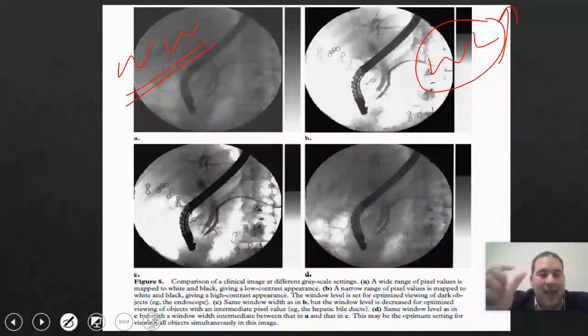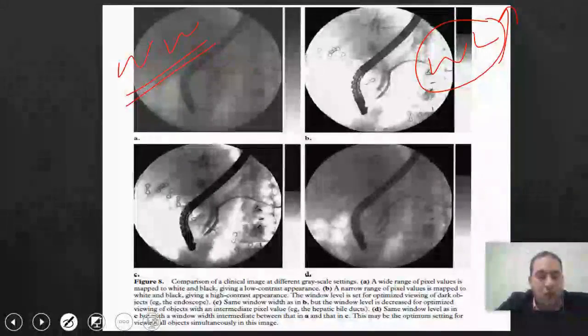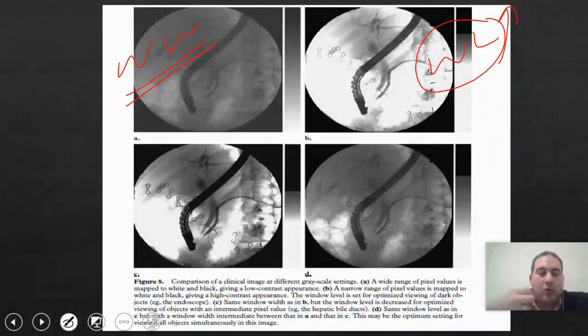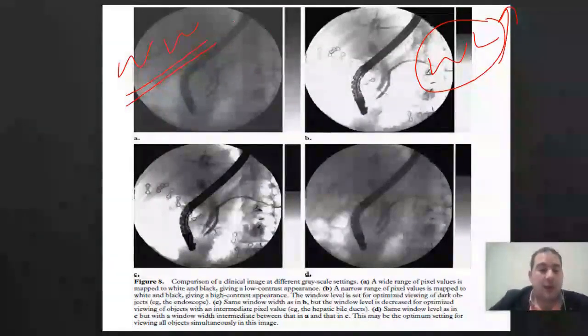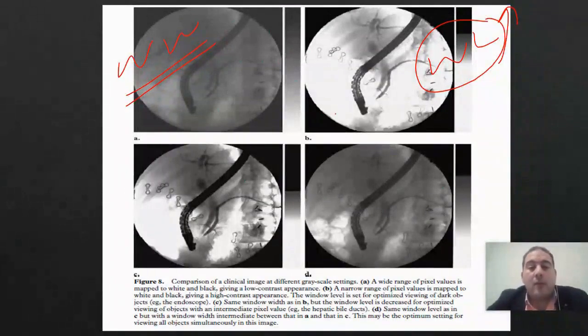If you want to reduce the window width, your contrast in the images will increase. Your contrast in the images will increase if you reduce the window width. This is what we do with our images. We move the mouse and change it. This information is different in window width.